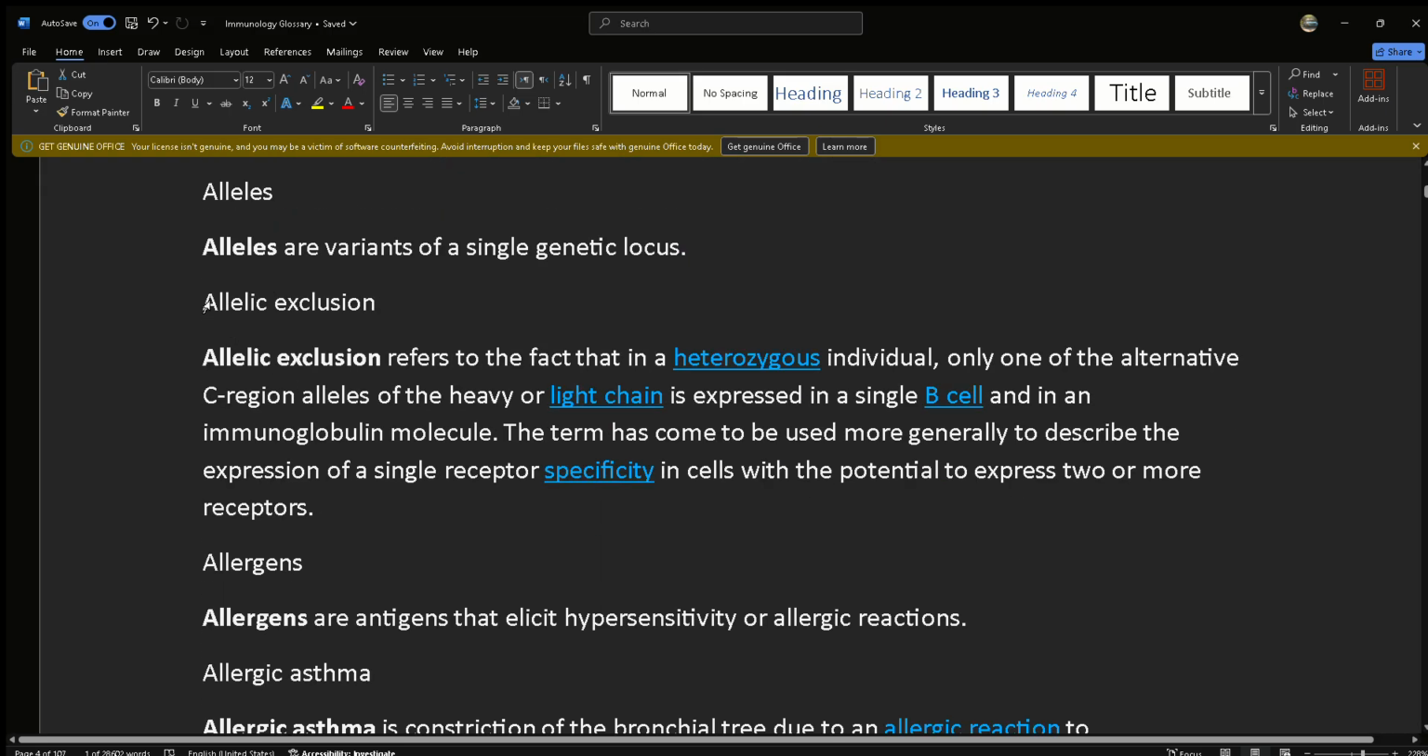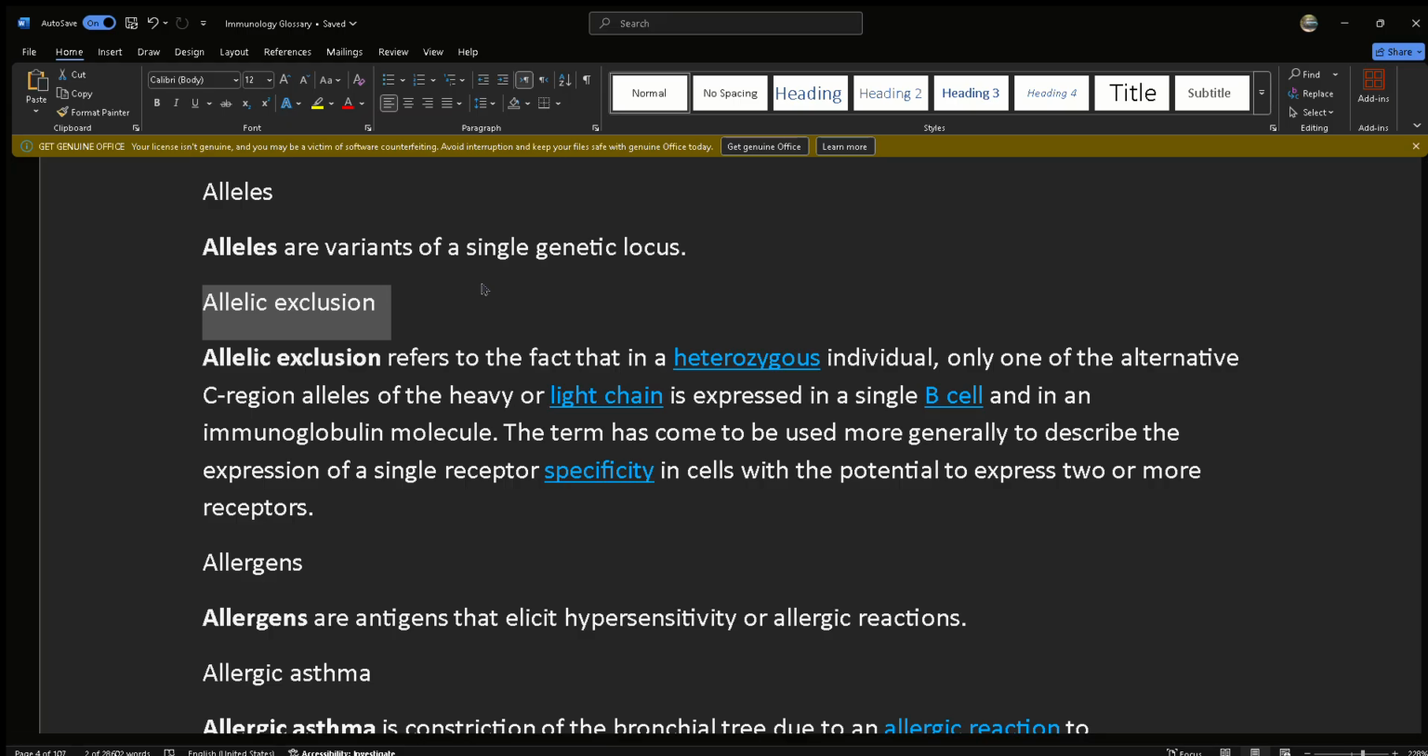Another term in this is allelic exclusion. Allelic exclusion refers to the fact that in a heterozygous individual, only one of the alternative C region, or constant region, alleles of the heavy or light chain is expressed in a single B cell, and in an immunoglobulin molecule.